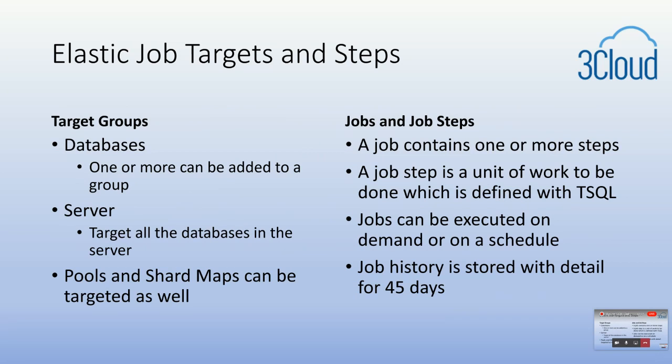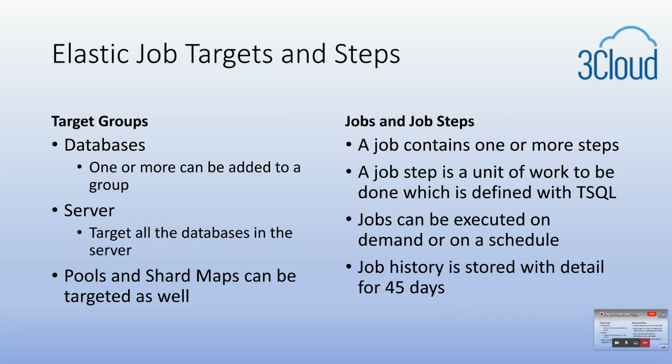As we dig into the job targets and steps, before I jump into the demo, you'll see in the documentation that things are pretty much separated into target groups and jobs and steps. So with target groups, you can target everything from a single database to all the databases on a server. You can target elastic pools. You can target shard maps. And you can actually set up a target group with a filter.